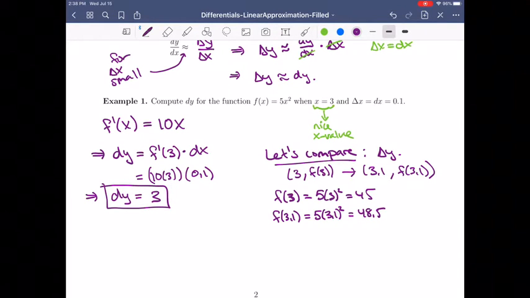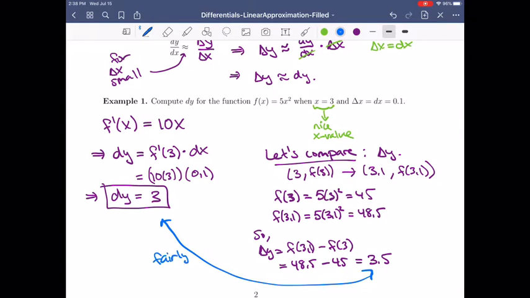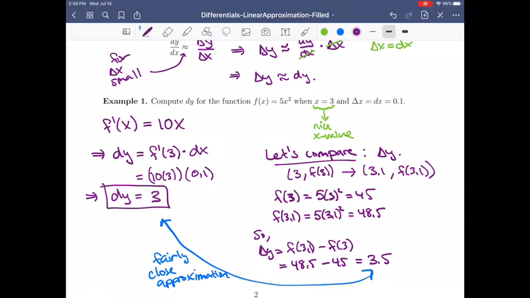So delta y is f of 3.1 minus f of 3. So that's going to be 48.5 minus 45, which is 3.5. So you can see our approximation of 3 is fairly close. So it's pretty good, because we can actually compute this, we actually know delta y here, but that's not always the case.